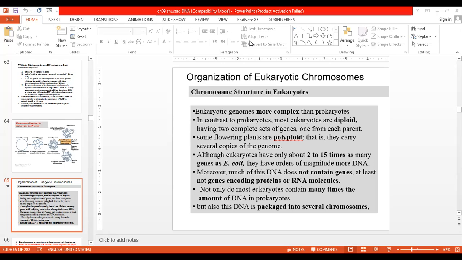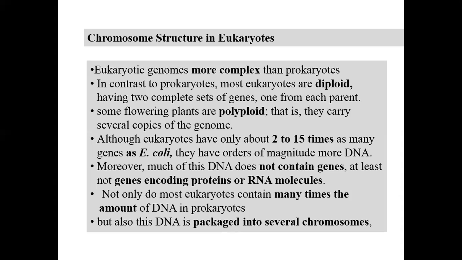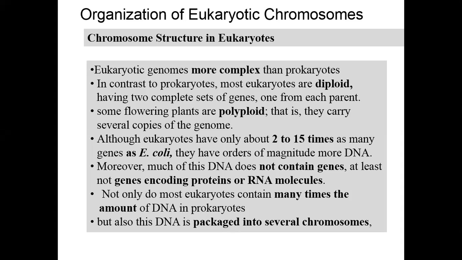DNA is also packaged in the eukaryotes. DNA is packaged into several chromosomes. So in the eukaryotes, the genes are present in a compact form. So the chromosome in the eukaryote is actually in a compact form.